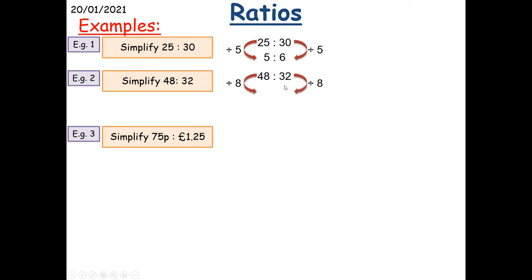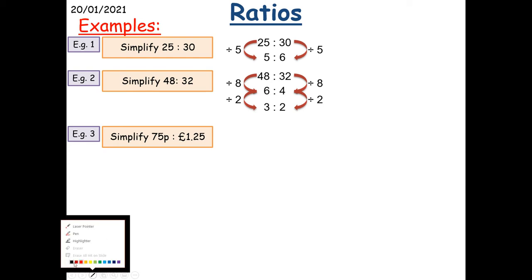48 to 32. So we can divide both sides by 8, giving us 6 to 4. And finally, we've got it simplified further, where we can. Because we divided by 8, it's 6 to 4, but then we've divided it by 2 again because they're both even, so it ends up being 3 to 2.